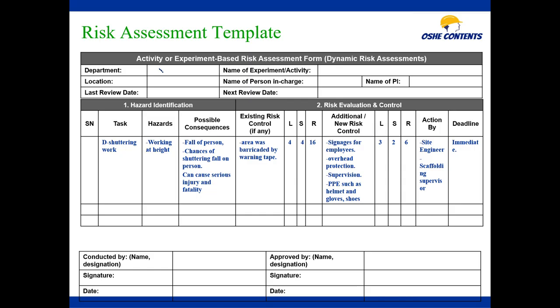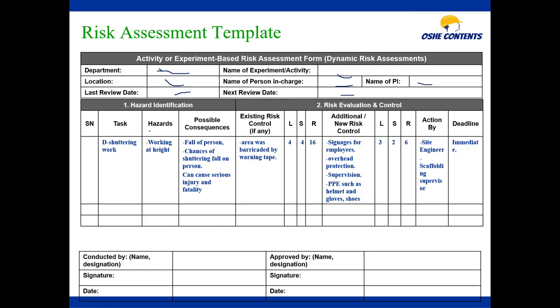If at that time we need to make an assessment, for the department you can write operation or whatever, maybe workshop. You can put the department here, the location there, and the last review, when it was reviewed. Then name of the activity, name of the person in charge, name of the person informed, and the next review date, when it will be reviewed.